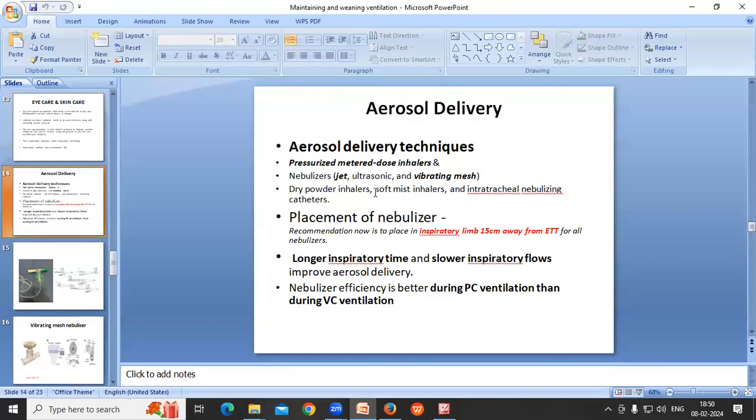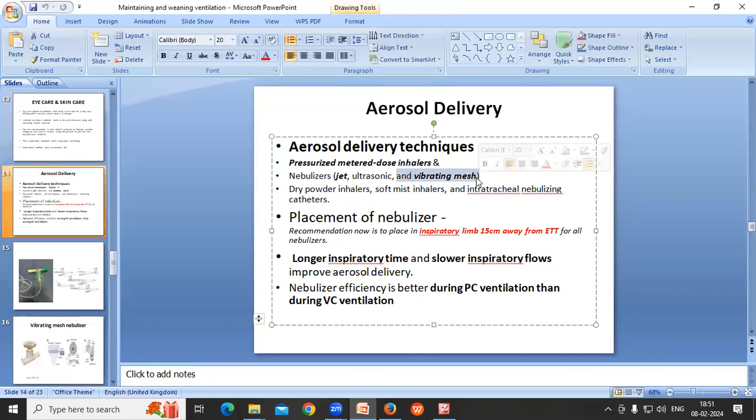And the next question is about aerosol delivery. There are different types of aerosol delivery techniques available. One is pressurized MDIs, what we routinely use. The same thing can be used for delivering through ventilator. How, I will show you. And your normal nebulizer, what you use for routine nebulization even in routine practice, that can be used. And the other thing is vibrating mesh nebulizer. It's one extra advantage, nebulizers which can be used for ventilation. So just remember these: MDIs, routine jet nebulizer, and vibrating mesh nebulizer, especially for ventilators.